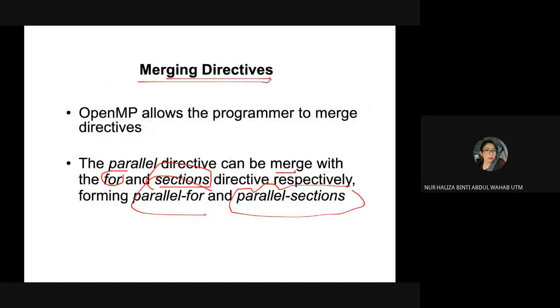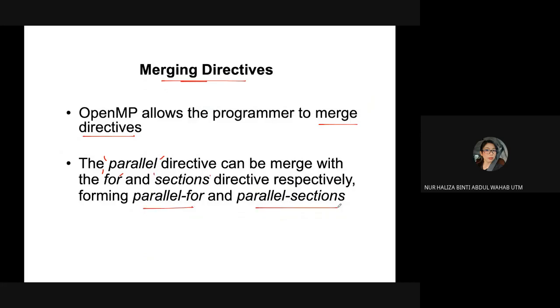So what is a merging directive? It allows you as a programmer to merge directives, whether it is for or parallel. So you can see you can only merge parallel with for and also with section, when you have parallel for and parallel sections respectively. Only two merging directives, so it's easy for you to memorize.